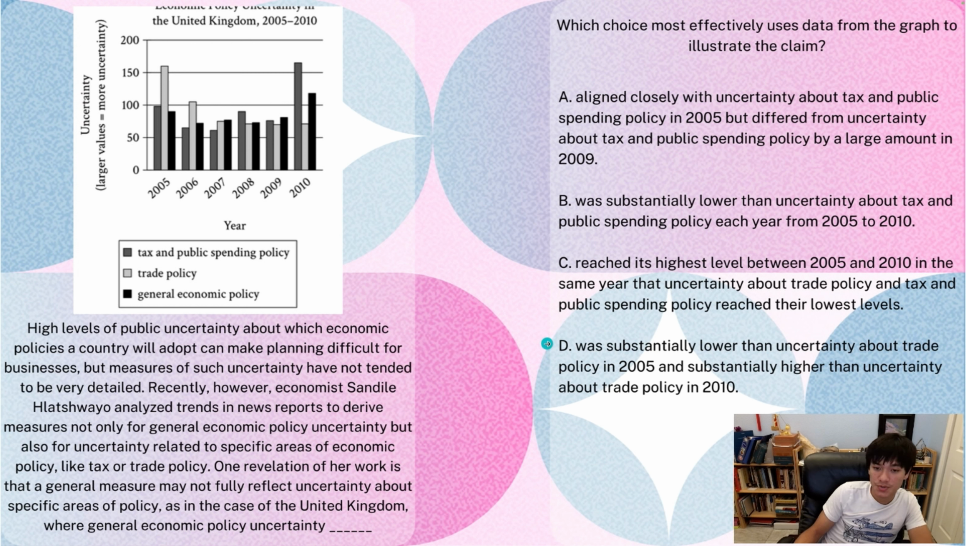Okay, so D shows the differences, okay? It doesn't align closely. And what it says is true. It says in the graph, okay, see general economic policy right here, it's substantially lower than trade policy right here, and then it's higher in 2010. So I'd make D the correct answer.